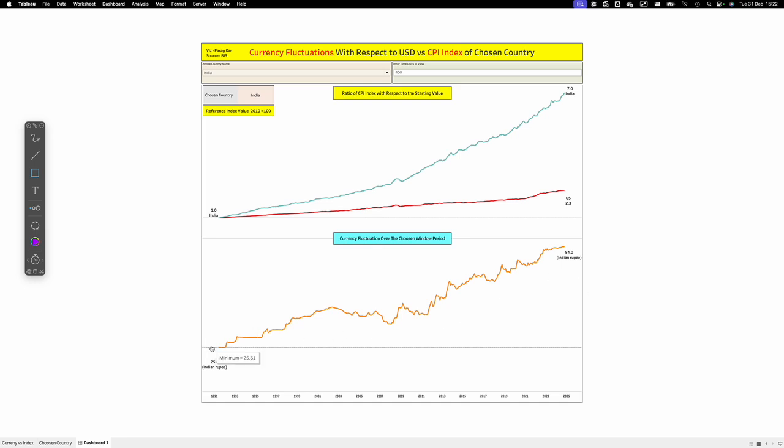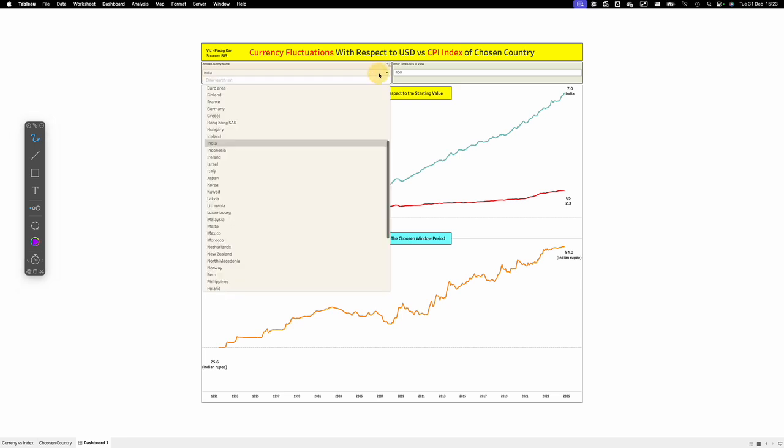So you can see that because Indian inflation is significantly higher compared to US inflation, the currency, though it fluctuates over a period of time and goes up and down, will over a period of time depreciate aligned with the inflation rate. That is the tendency which I find in all other countries.